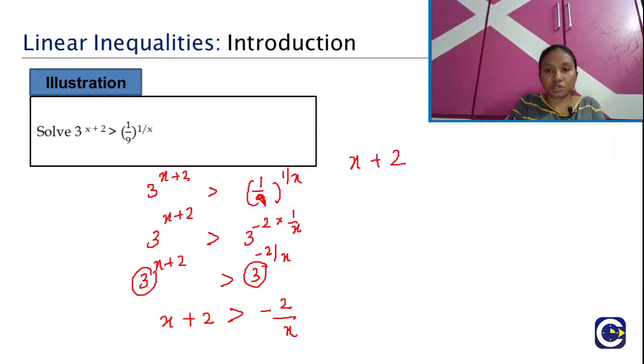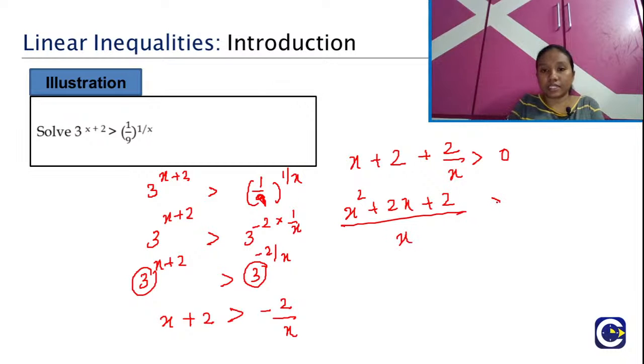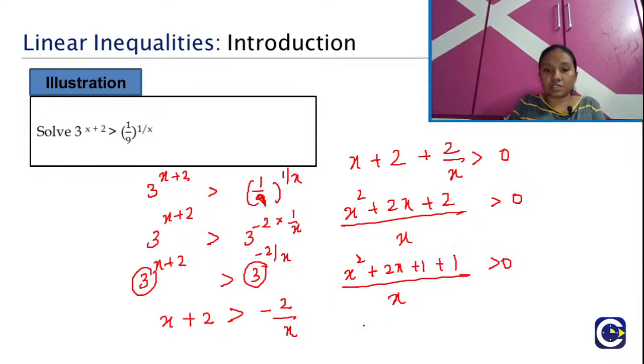So x plus 2 by x greater than 0. If we take LCM, we get (x² + 2x + 2)/x greater than 0. We have to factorize the numerator. So how can we write this? x² + 2x + 1 + 1. So 2 can be split as plus 1 and plus 1, and this term can be written as (x + 1)² + 1, divided by x, greater than 0.